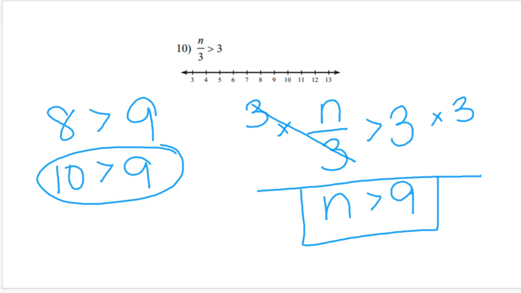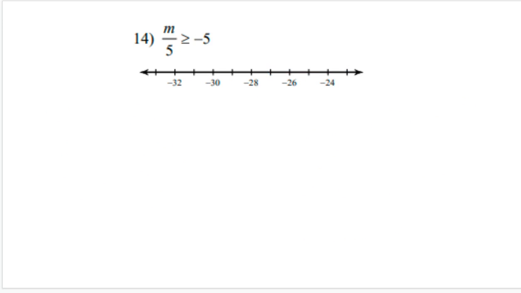Okay, so by this point you should be done solving. So take a look. You should have gotten n is greater than 9. And because it's a greater than sign, we have an open circle on 9. And then we also took a look to see which way we're graphing. Is 8 greater than 9, or is 10 greater than 9? Well, I know 10 is greater than 9, so I'm going to graph to the right. Let's look at one more.